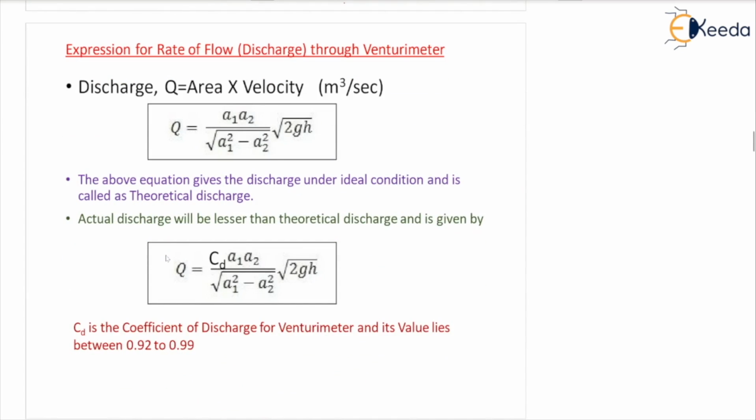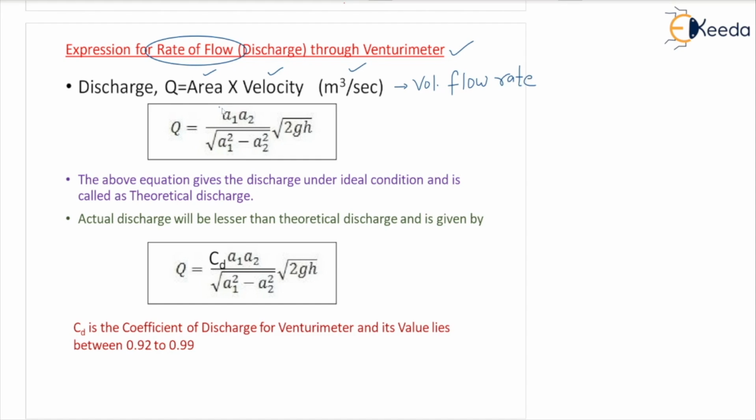The most important part of the venturimeter is to find the discharge. Expression for rate of flow, or discharge through venturimeter. Discharge Q, the general formula, you know that Q equals area into velocity. The unit is meter cube per second. This is also known as volume flow rate. Q equals, this is the formula we get after derivation.